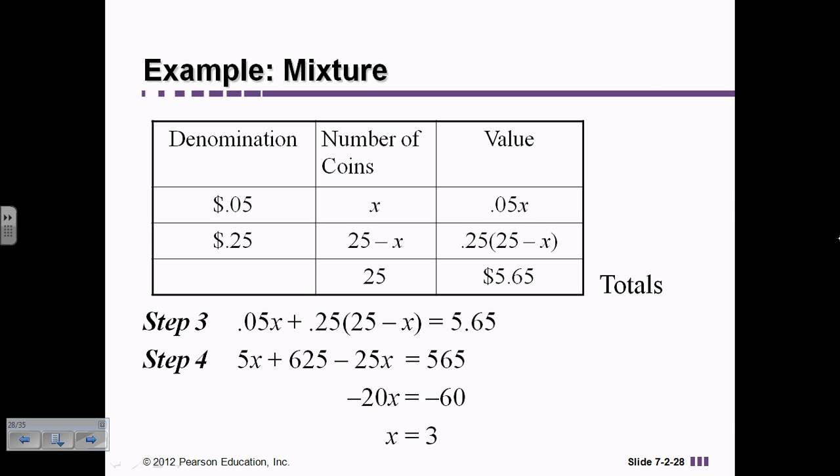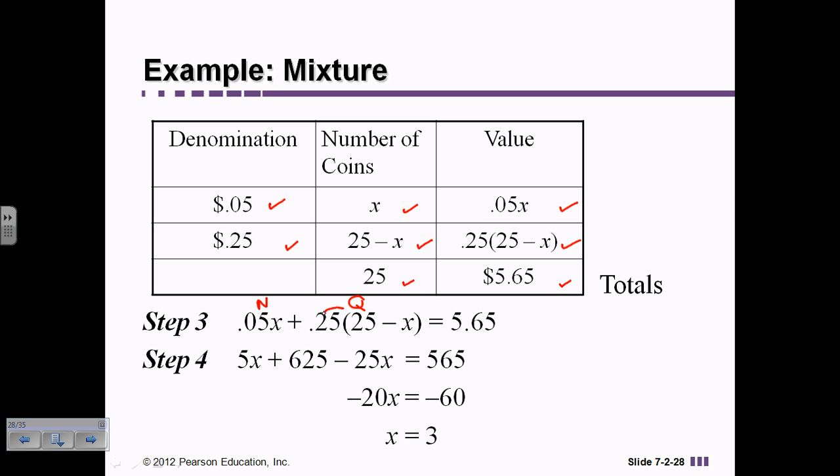So a nickel is worth 5 cents. So we're going to say 5 cents times the number of nickels is 0.05x. And 25 cents, 0.25 times the number of quarters, is 0.25 times 25 minus x. The number of coins that I have total is 25, which totals out to $5.65. So the number of nickels plus the number of quarters equals $5.65.